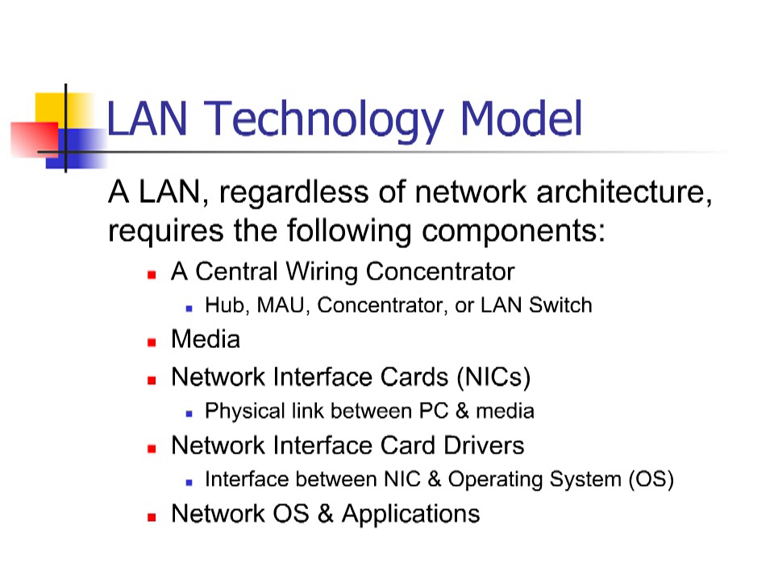So here is our local area network technology model. A LAN, regardless of its network architecture, requires these components. It has to have some sort of a central wiring concentrator. So that would be a hub or a MAU. MAUs are used in token ring networks. That stands for multiple access unit. A concentrator, which really is a hub, or a LAN switch. So, the device that everything is connecting to.